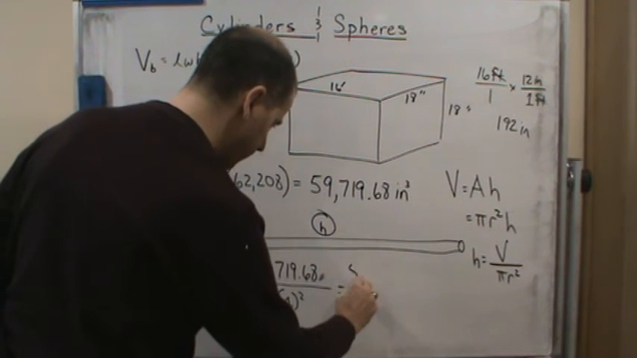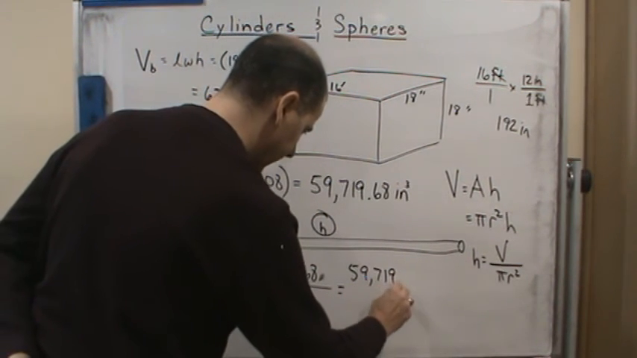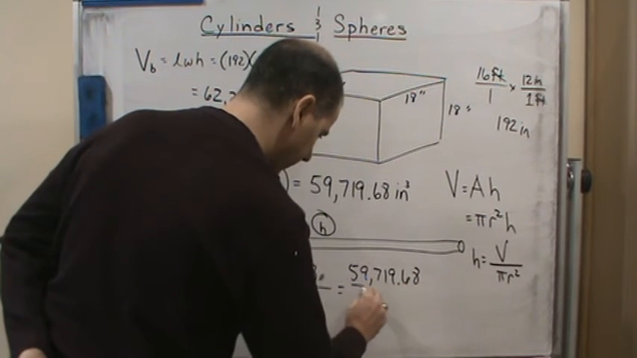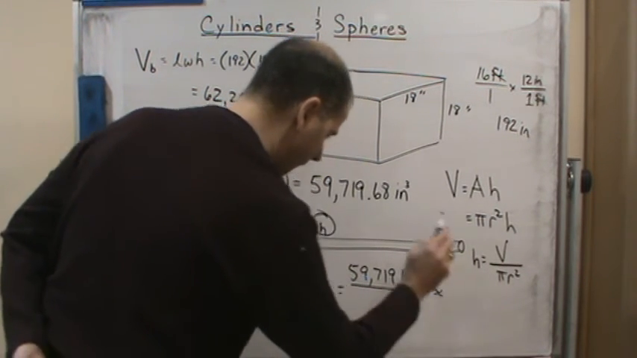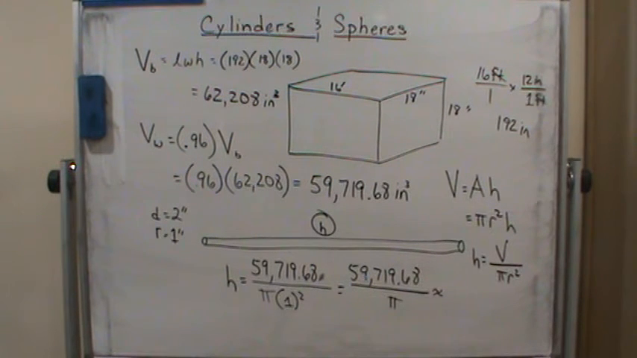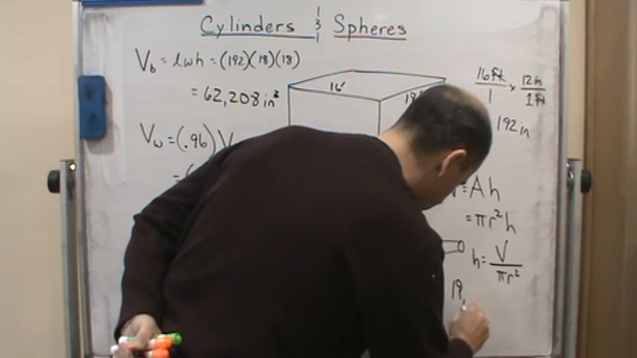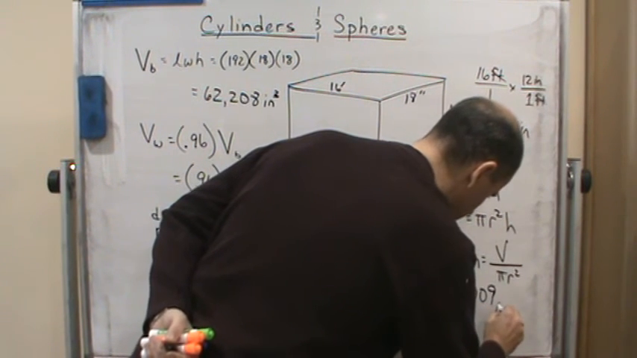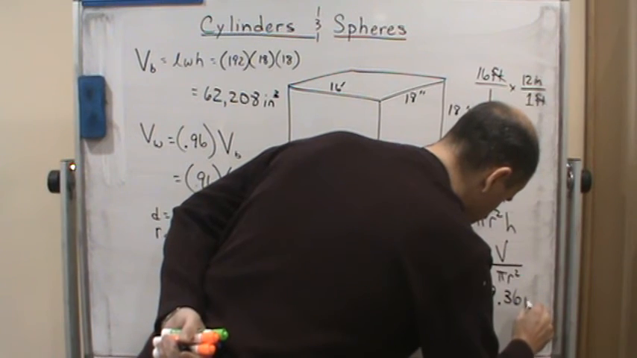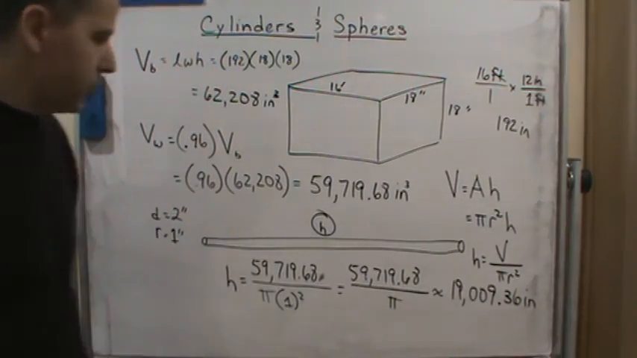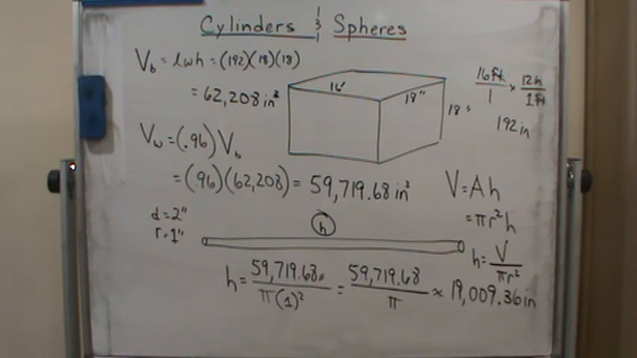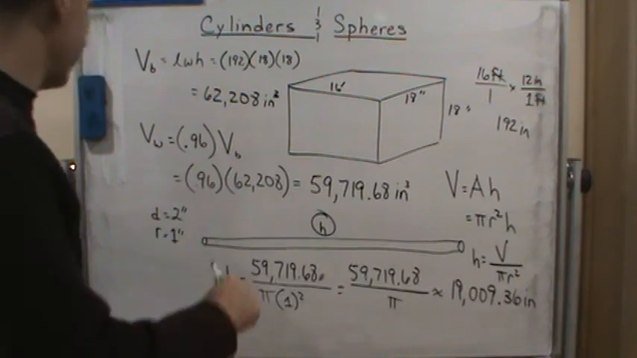So this just becomes 59,719.68 divided by pi, which is approximately equal to 19,009.36 inches. Now, what do they want? They want how many linear feet? So we're not done.